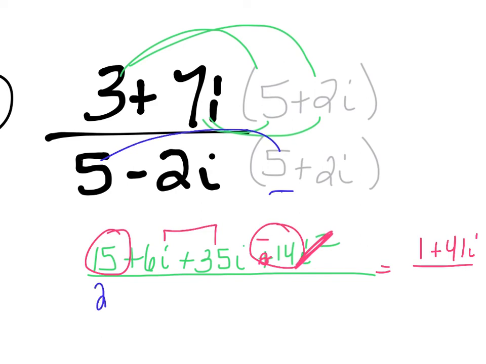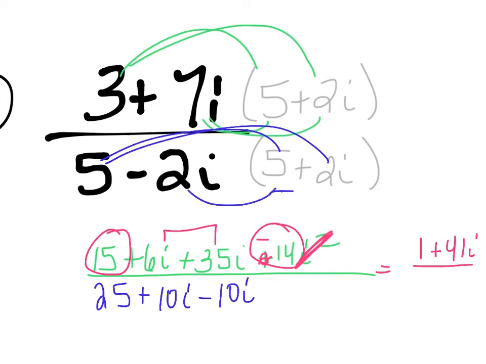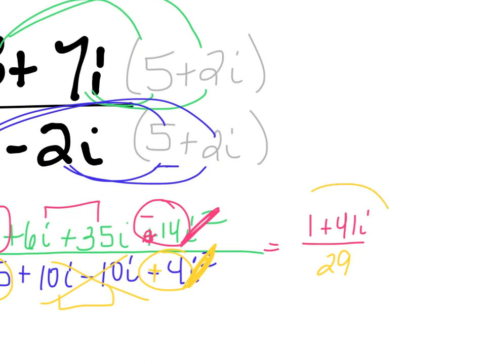5 times 5, 25. 5 times 2i, plus 10i. Negative 2i times 5, negative 10i. Negative 2i times positive 2i, negative 4i squared. As soon as I see that squared, I do what? Cross it off and change the sign. My reals are on the outside. What is 25 plus 4? 29. What happens with a positive 10i and a negative 10i? That's exactly what we wanted, right? Good.